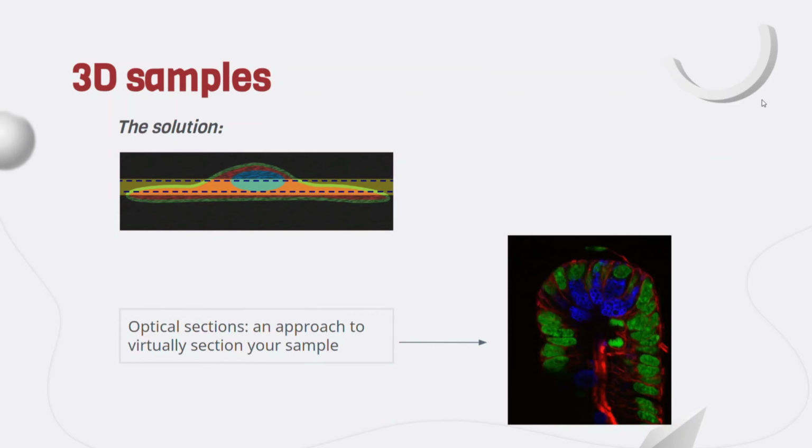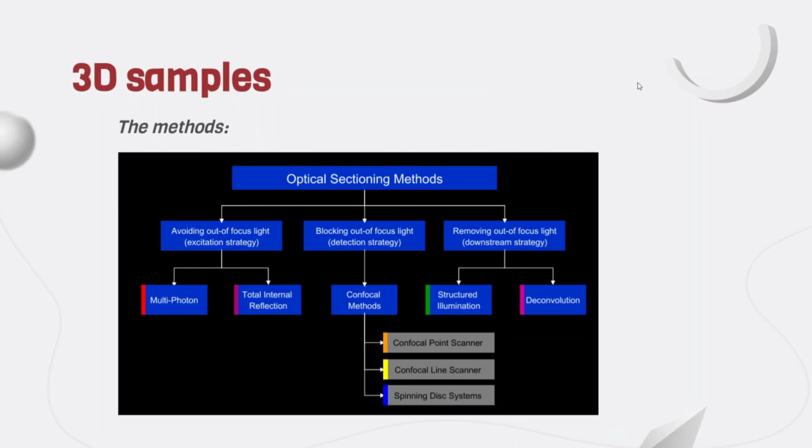The solution to this problem is taking optical sections, an approach to virtually section our sample, because if we are able to detect the light deriving from only a specific plane, blocking the light deriving from other planes, we obtain a clear, sharp fluorescence image, not disturbed by out-of-focus light. How is this possible? There are different optical sectioning methods.